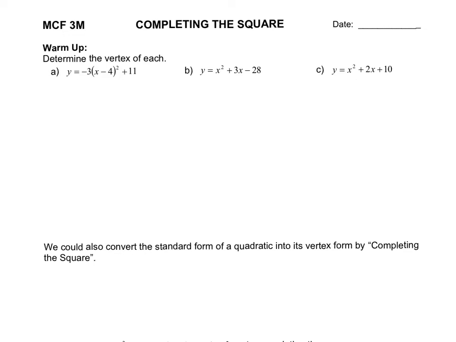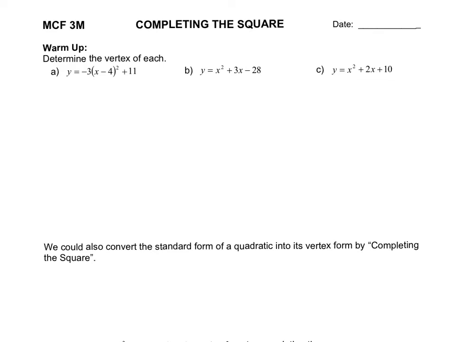In our last lesson, we were working on converting between the three different forms of the quadratic. Today, we're going to look at a process called completing the square, which is used to change a standard form equation directly into the vertex form without having to go to the factored form first.